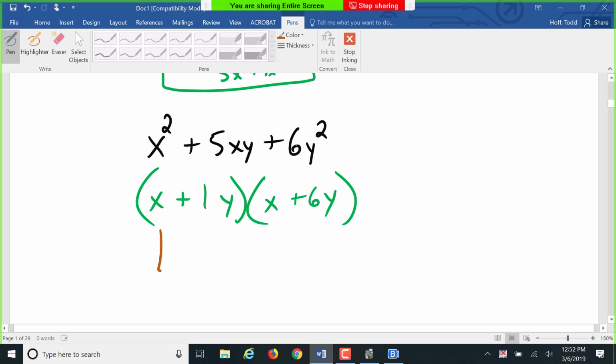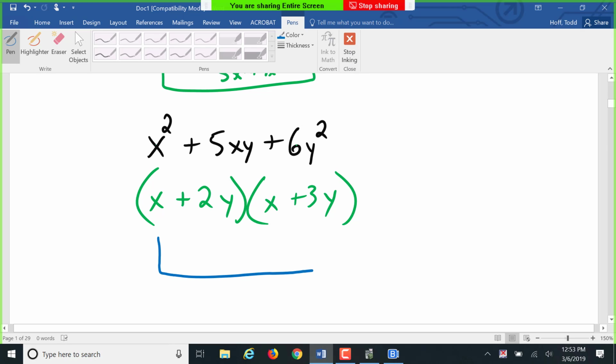So on the outside, we have x times 6y is 6xy. On the inside, 1y times x, which is xy or 1xy. That adds up to 7xy. Not quite what we want. Let's try the 2 times 3.